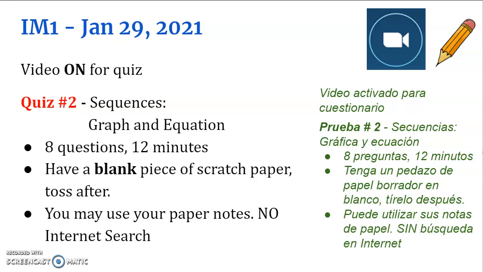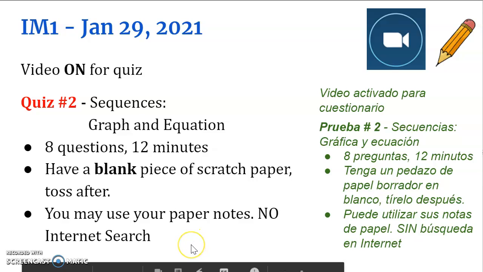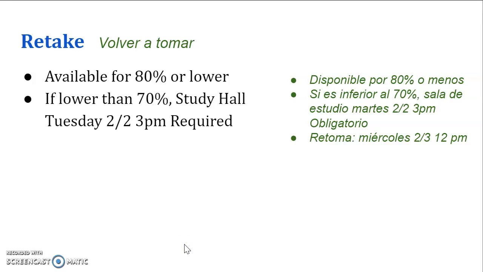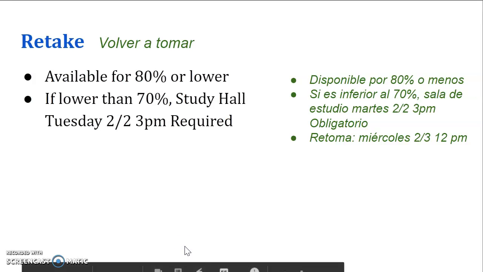We started by doing quiz number 2 on sequences, graphing, and equation. So if you missed it, please contact me as soon as possible so that you can make up the quiz. The retake for this quiz is available if you earned 80% or lower. And if you earned lower than 70%, you need to come to study hall on Tuesday at 3 p.m. so that we can go over the quiz together.